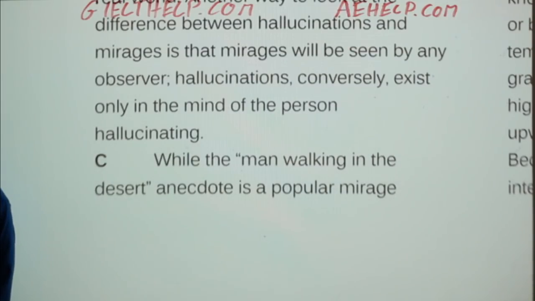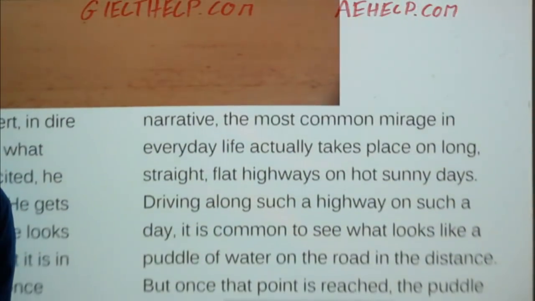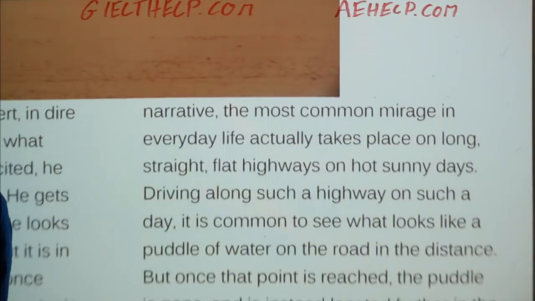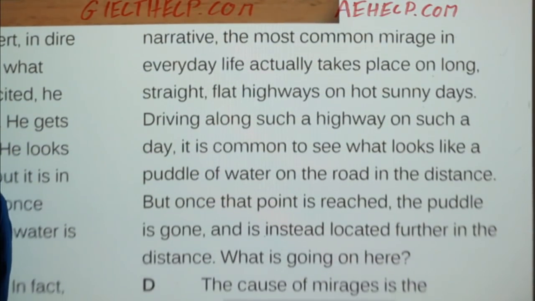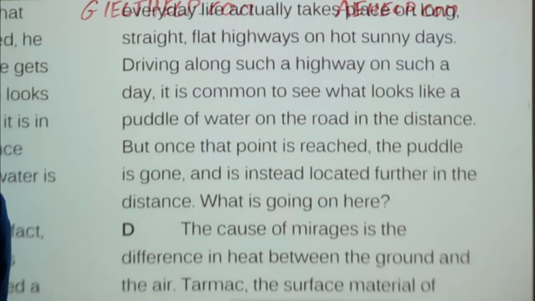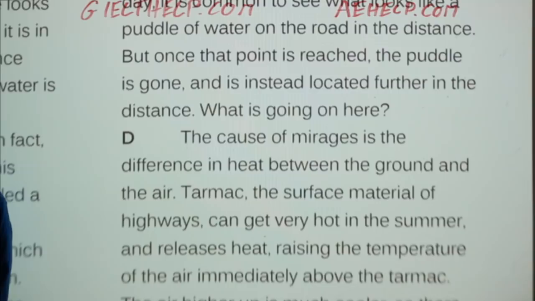While the man walking in the desert anecdote is a popular mirage narrative, the most common mirage in everyday life actually takes place on long, straight, flat highways on hot, sunny days. Driving along such a highway on such a day, it is common to see what looks like a puddle of water on the road in the distance. But once that point is reached, the puddle is gone, and instead, located further in the distance.